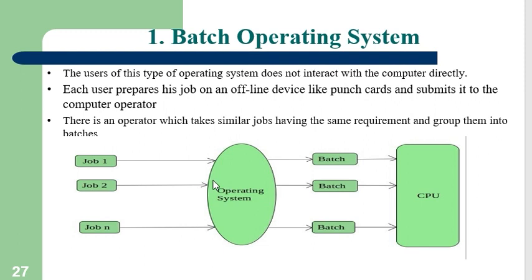Once the programmers have left their programs with the operator, the operator sorts the programs with similar needs into batches. The batch operating system groups jobs that perform similar functions. These job groups are treated as a batch and executed simultaneously. A computer system with this operating system performs the following batch processing activities.